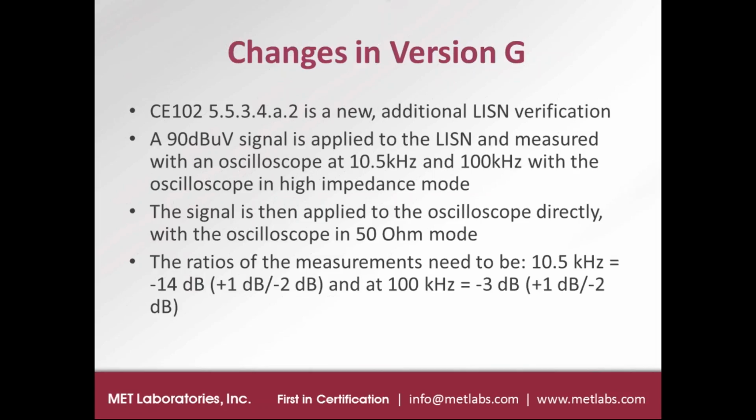There are also some changes made to the CE102 test. One of the changes is that there's an additional LISN verification. So in addition to the test system calibration, there's now another check that's done, which is impedance verification of the LISN. They have you send a 90 dB microvolt signal into the LISN and measure that with an oscilloscope. Then they have you measure that 90 dB microvolt signal directly without the LISN, and you take the ratio of the measurements, and the ratio of those measurements has to fall within the requirements given in the standard, which is at 10.5 kilohertz, it has to be minus 14 dB, and at 100 kilohertz, the ratio has to be minus 3 dB.